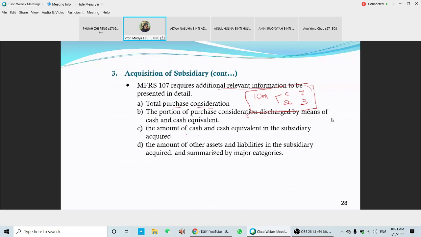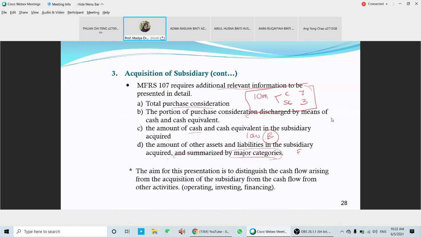The amount of cash and cash equivalents in the subsidiary acquired, like the previous example, let's say you have 1 million in subsidiary B, for example. So you need to mention that amount. The amount of other assets and liabilities in the subsidiary acquired, and then you need to summarize by major category, for example, fixed assets. So you need to disclose the amount of other assets and liabilities in the subsidiary that we acquired. This is the main thing that you need to disclose in the notes to the accounts.